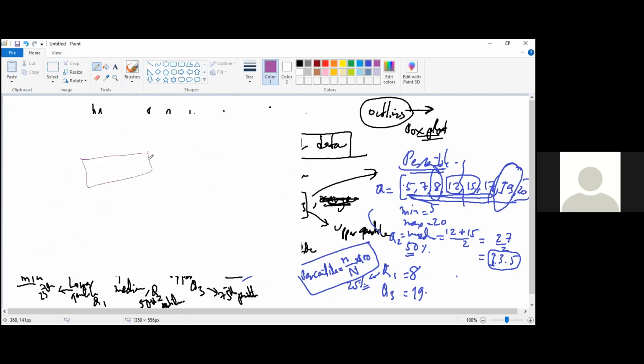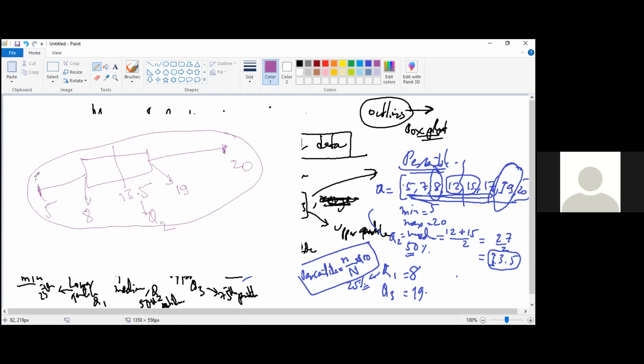Okay. So if you need to draw the box plot, how will you show? Your minimum is 5, your maximum is 20, your median is 13.5. This is your Q2, the 50th percentile. Your Q1 value, the lower quartile or the 25th percentile, it has two different names, is 8, and your upper quartile or the 75th percentile is 19. That is how the data is distributed in the list.